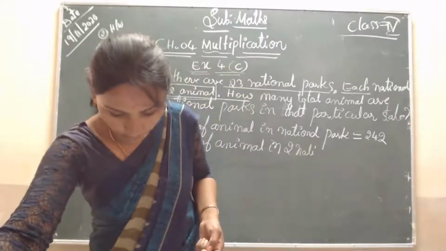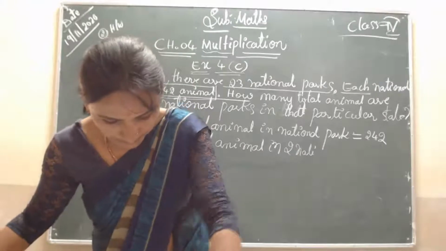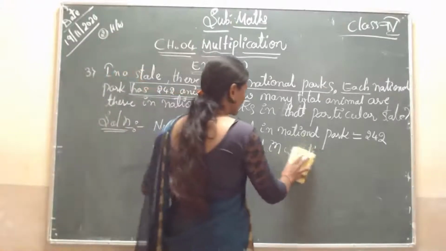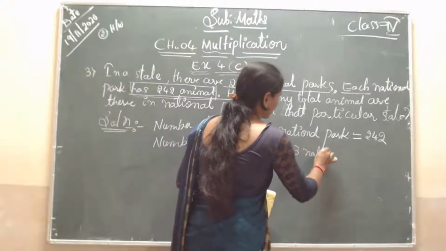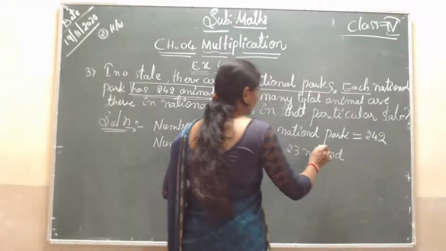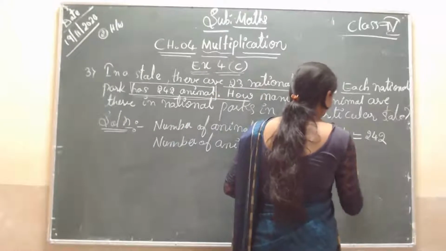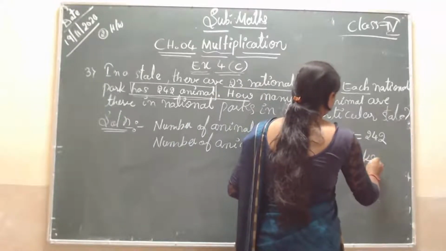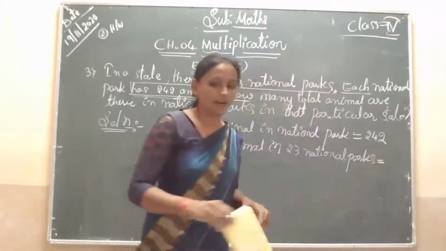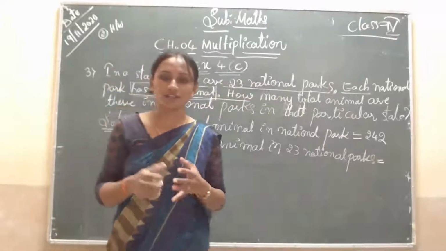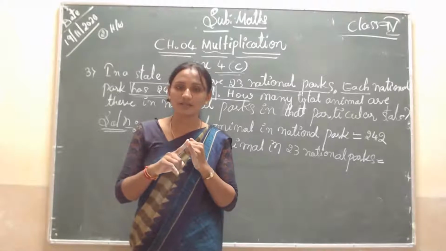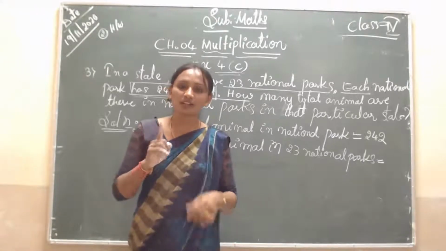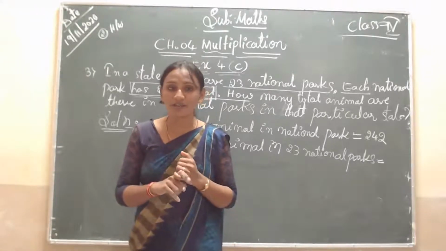The number of animals in 23 national parks. Students, the total number of parks is 23. In one park means in total national park is 23. Okay, but one national park has how many animals?